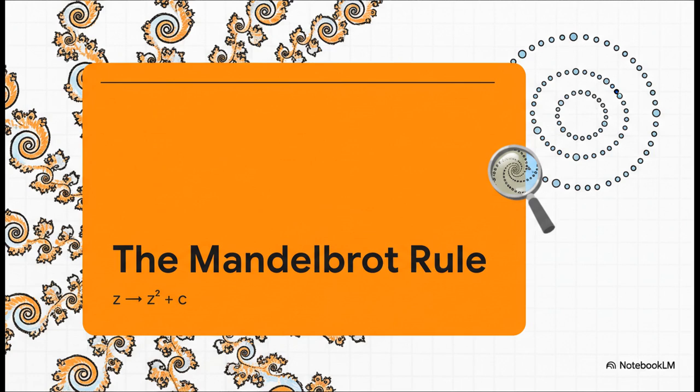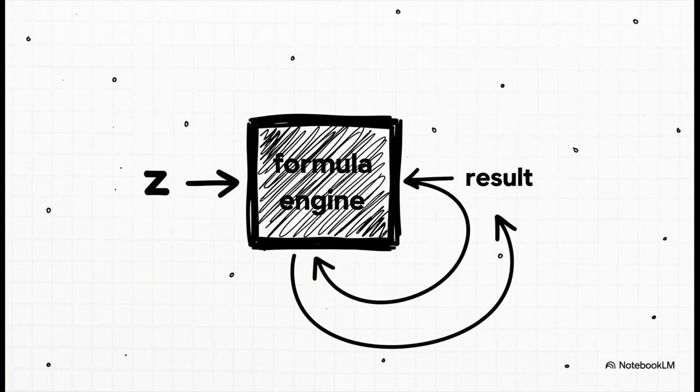It just says z becomes z squared plus c. So what are z and c? Well, c is just the address of whatever point we're currently testing on our canvas. And z? Z is a special number that, for the Mandelbrot set, always starts at 0. That's a key rule. So think about it like this.